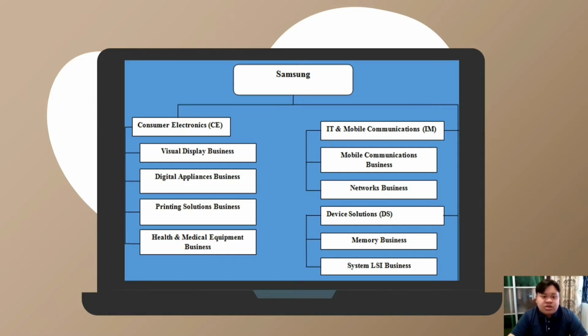Firstly, the business segments that are included in the IT and mobile communication division are mobile communication business and network business. Secondly, in the consumer electronics division, the business segments are visual display business, digital appliances business, printing solution business, and health and medical equipment business. Thirdly, the business segments for the device solution division are memory business and system LSI business, which means large-scale integration, with a particular focus on semiconductor design. Therefore, we can see that each division has a lot of different business segments that work together to help Samsung achieve its mission and vision.